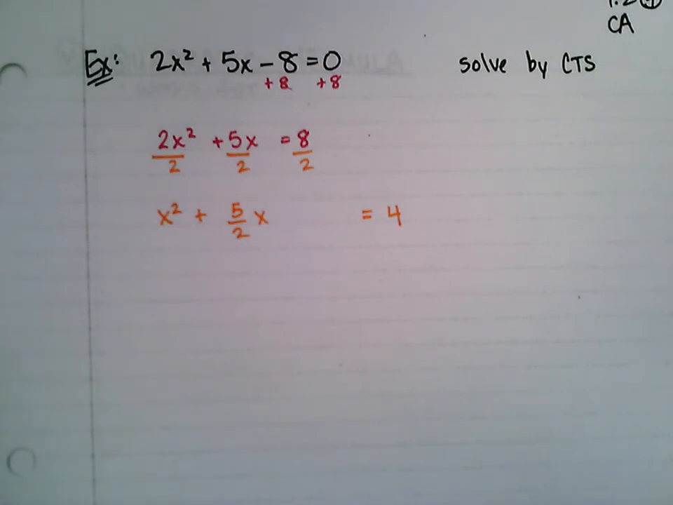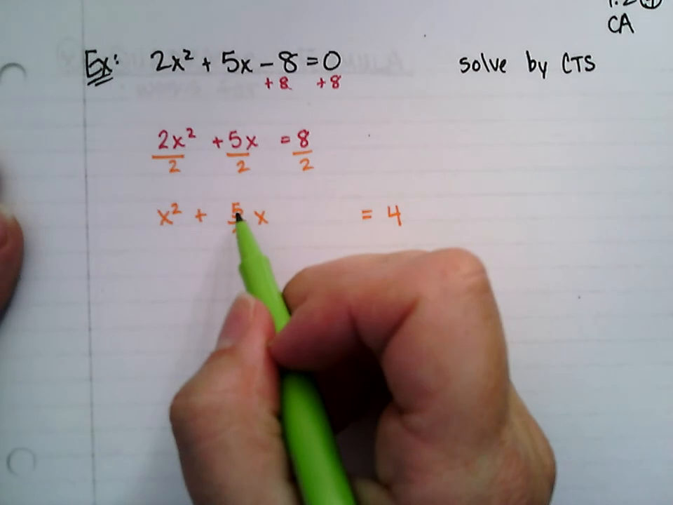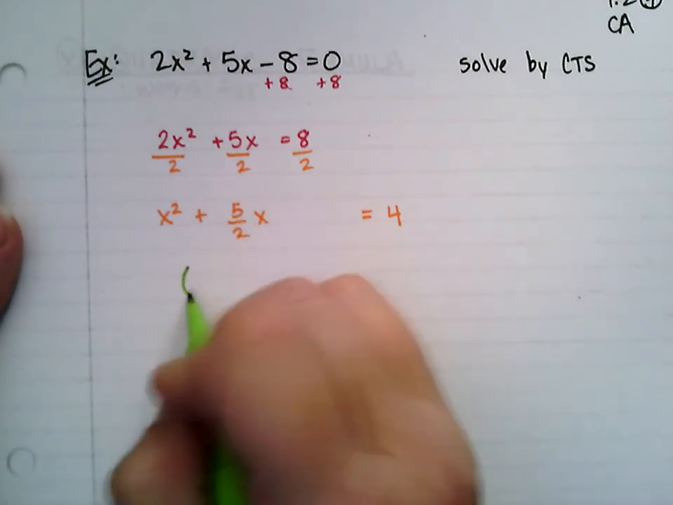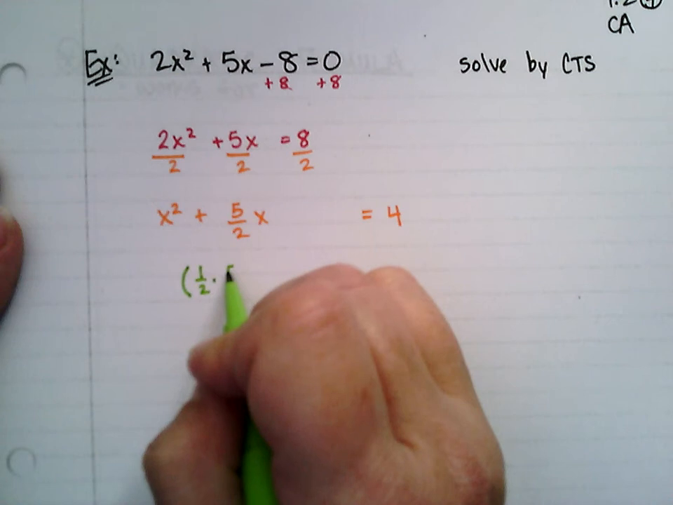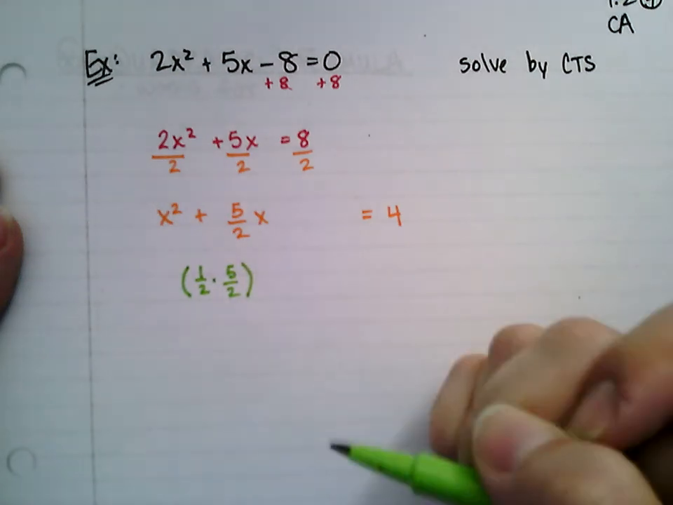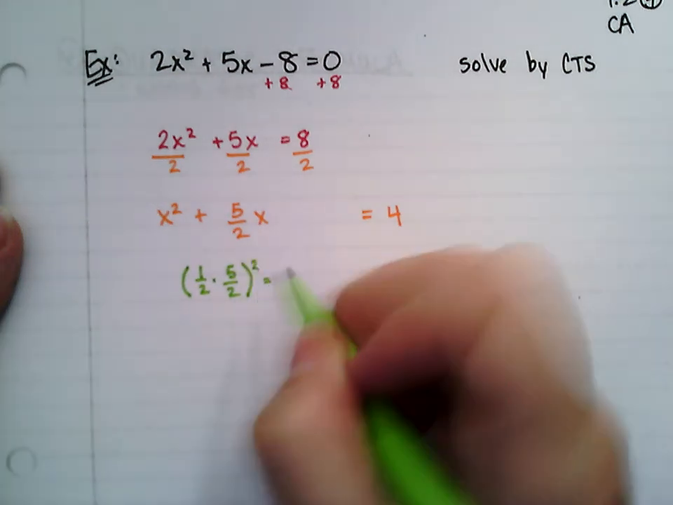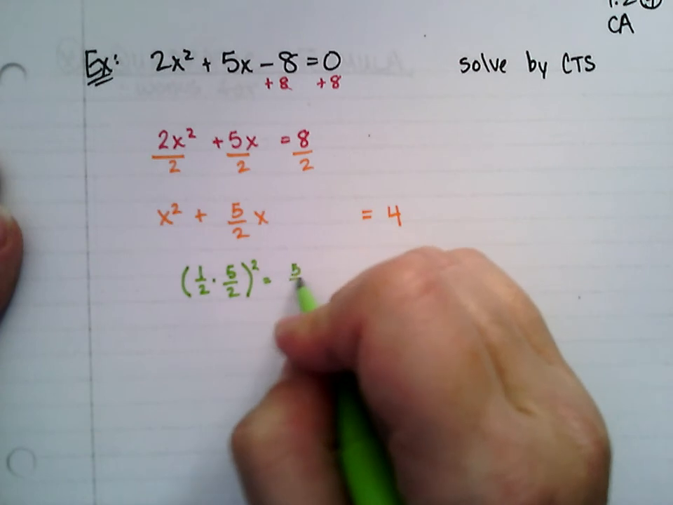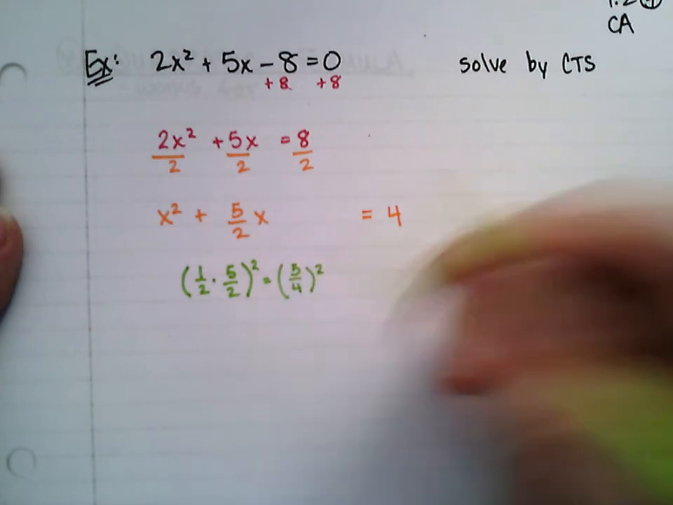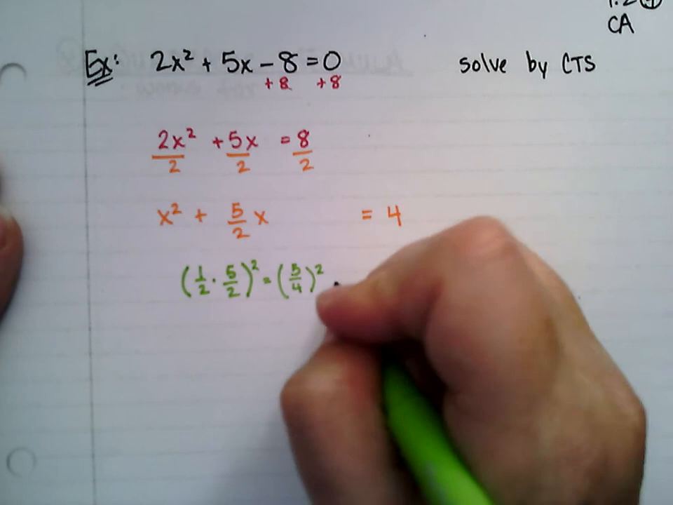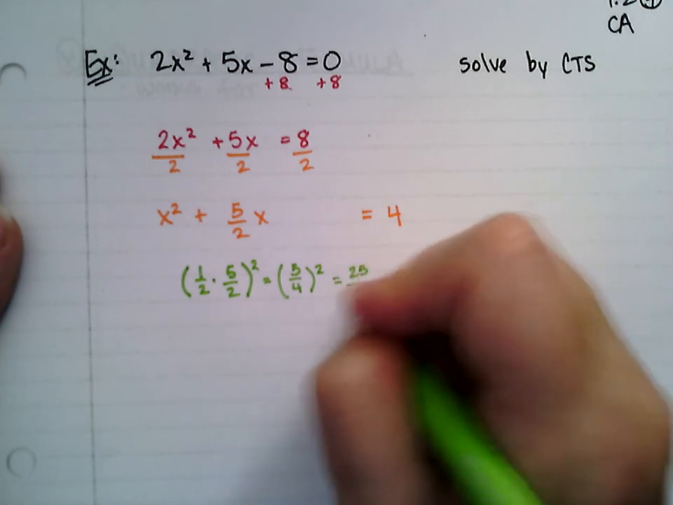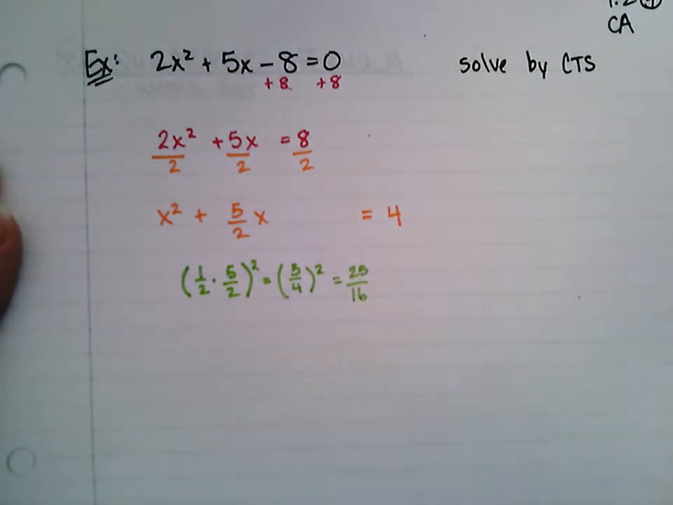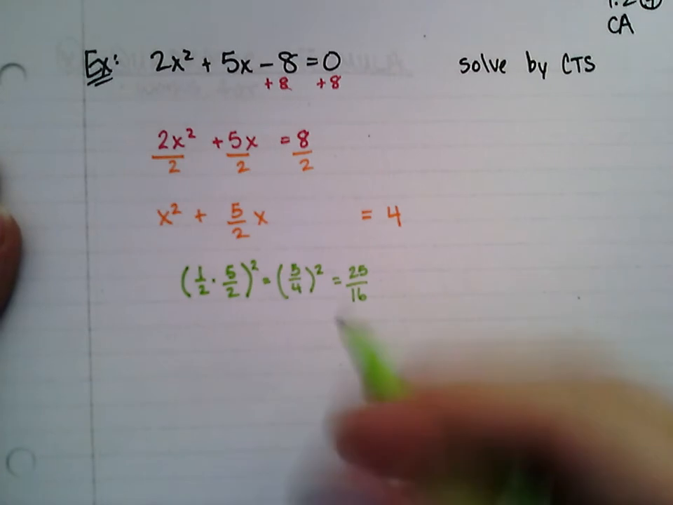So when we go on to our next step, which is to find b divided by 2 or b over 2 or 1/2 times b, we have to deal with a fraction. So in this case, it's easier to do 1/2 times b. So 1/2 times 5 halves squared, which is 5/4 squared. When I square that, I get 25/16.